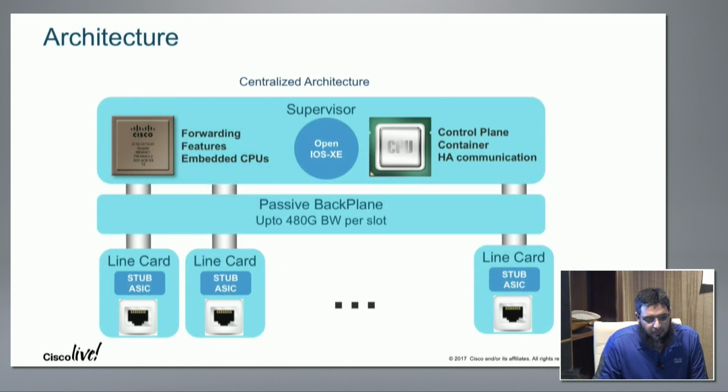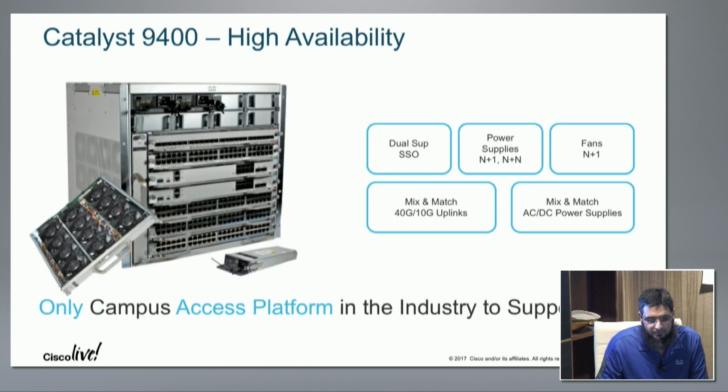Okay. This is a centralized architecture, very similar to Catalyst 4500, and it has its own benefits. So you have your line cards, you have a passive backplane up to 480 gig of bandwidth, and then you have the supervisor. All of your traffic goes through the supervisor for processing. Okay, so all the processing is actually happening in the supervisor itself.